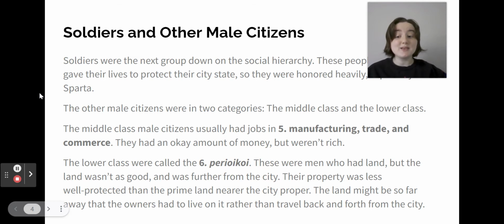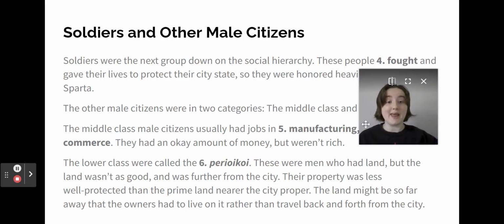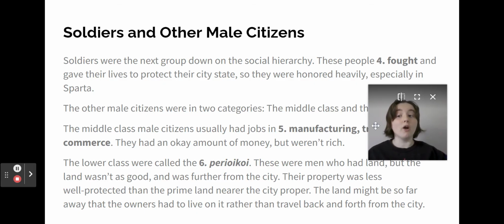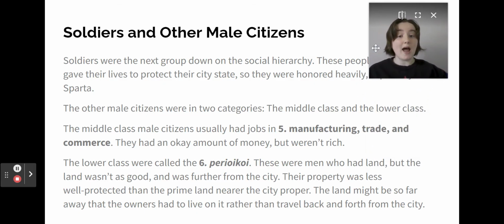The land might be so far away that the owners had to live on it rather than travel back and forth from the city. So your blanks here are number 4, fought. Number 5, manufacturing, trade, and commerce. And number 6, periakoi.